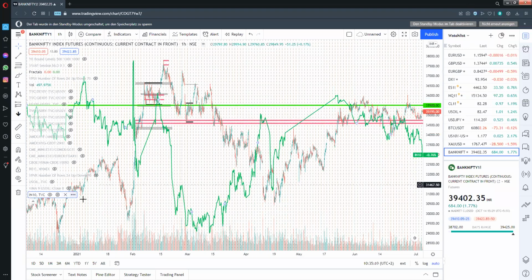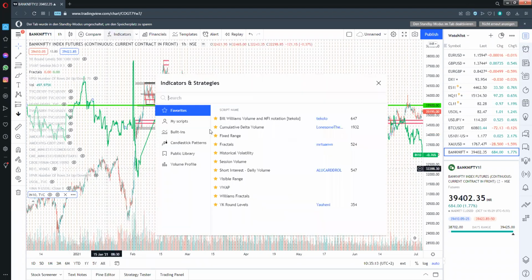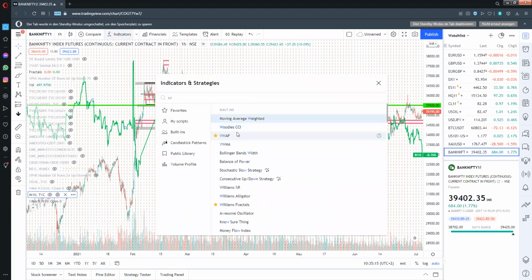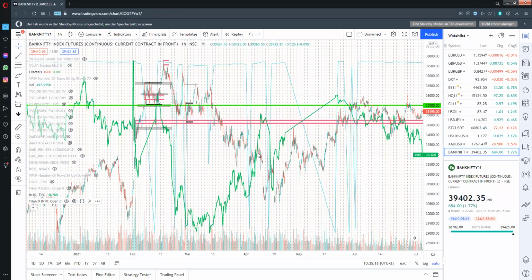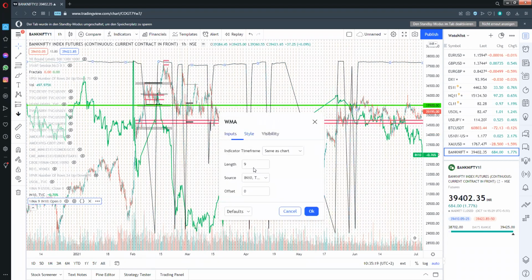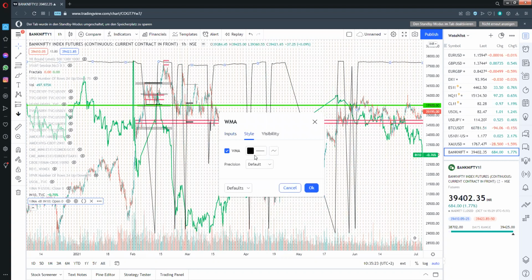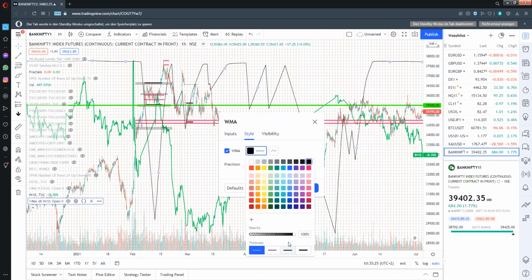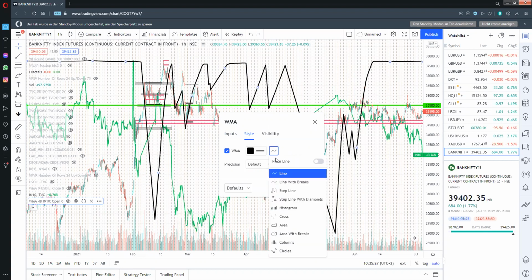Bank Nifty, let's go. So what I'm gonna do is put an EMA, WMA, whatever on it. I'm gonna put a weighted moving average on it, and I'm just gonna smoothen it out so it doesn't look like this. And I put the style a little bit thicker. I can also choose the line, I guess.